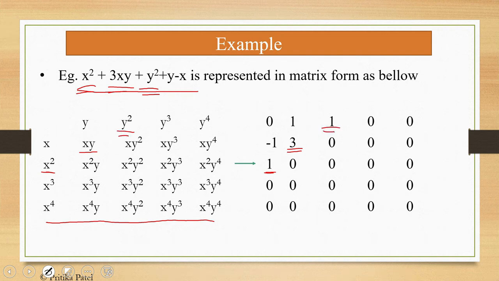written over here. Then next is plus y. So where is y? Here y is there. So 1 is written over here. Now next is minus x. So where is x? Here x is there. So minus 1 is written over here. And the rest of all the elements are written as 0. So this is the matrix representation of the polynomial equation.